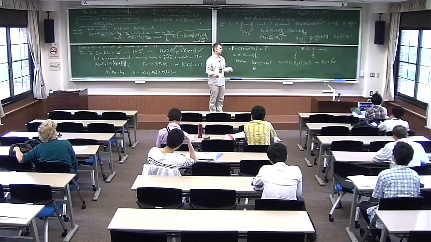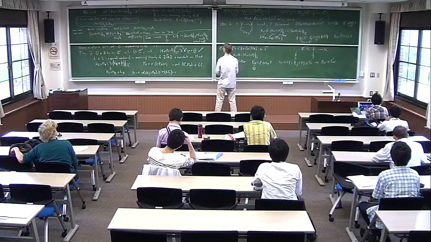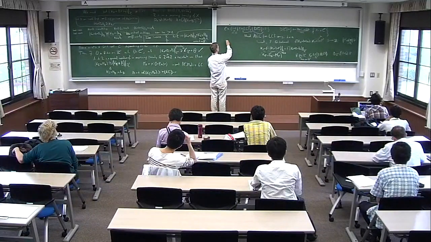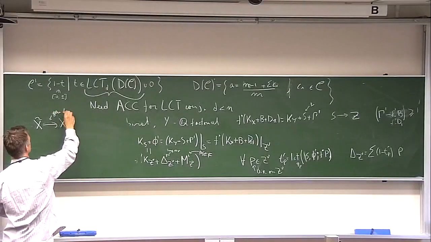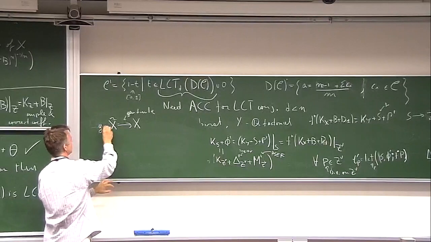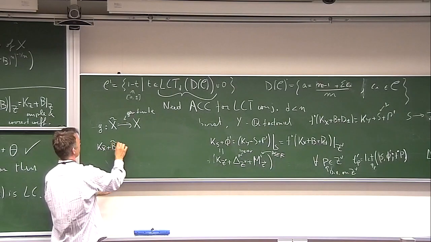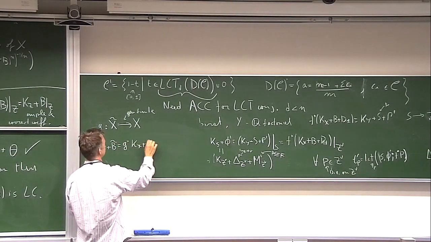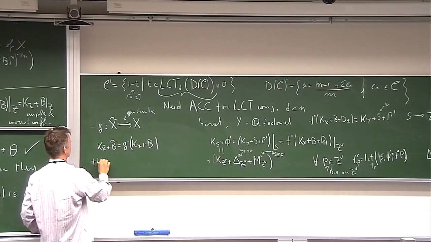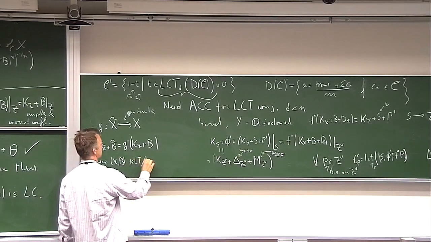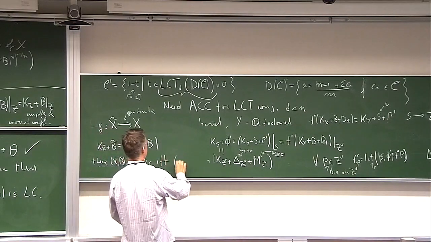Maybe the most convincing argument, without actually doing the work, is to say that if you have a pair, so this is maybe a fairly well-known fact. Suppose that X tilde to X is generically finite, and we have a map g, then let me write K_X tilde plus B tilde is g upper star of K_X plus B. Then the pair (X, B) is KLT slash log canonical if and only if so is the pair (X tilde, B tilde).